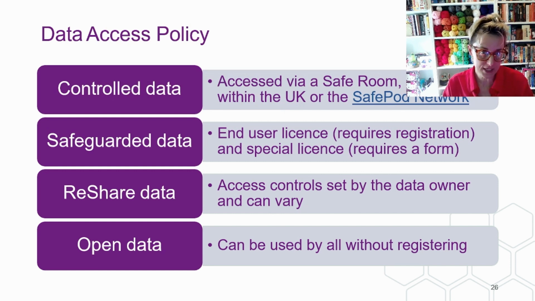Just a quick point here on different data access levels. Starting at the most restricted types, we have controlled data, which is also called secure access data. This data can only be accessed through a safe room, secure lab within the UK, or the SafePod network. Next, we have safeguarded data, which is available through end-user license. Access to this kind of data requires registration. Some of this data is also special license data, which has additional requirements.